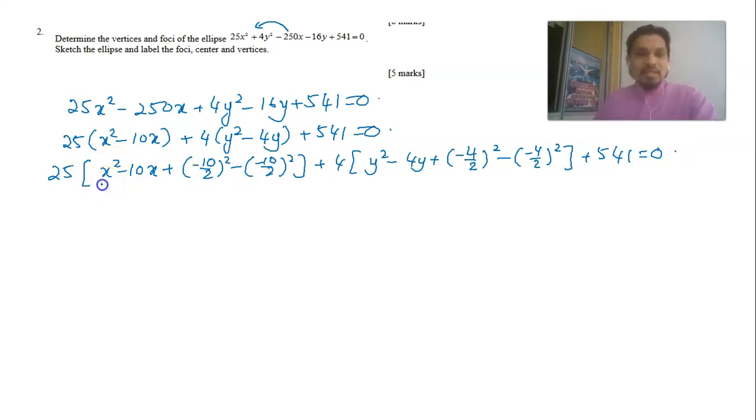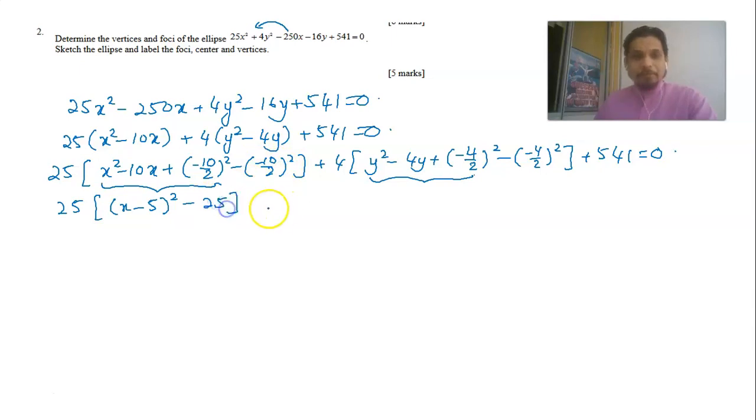Okay, so look at these three, and also here, 25. Just imagine that, look at this: x is negative 10 divided by 2, which is negative 5. Squared minus negative 2 divided by... negative 10 divided by 2, negative 5. Negative 5 squared is 25. Then here, y is negative 4 divided by 2, minus 2. Minus negative 4 divided by 2 is negative 2. Negative 2 squared is equal to 4, plus 5, 4, 1, equal to 0.